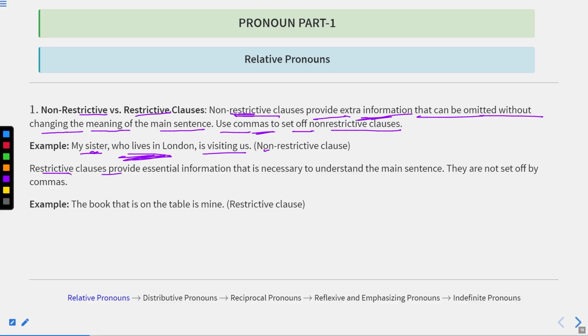Okay, restrictive clauses provide essential information that is necessary to understand the main sentence. It means here, to understand the main sentence, this additional information is very, very important. It should be written over there. They are not set off by commas. The book that is on the table, it means we are particularly talking about that book which is on the table. If I say the book is mine, then the meaning of the sentence is not complete, or you can say the sentence is not accurate. If I say the book that is on the table, it means I'm talking only about that book which is on the table. And here, if I just omit this on the table, that will completely change the meaning of the sentence. Okay.